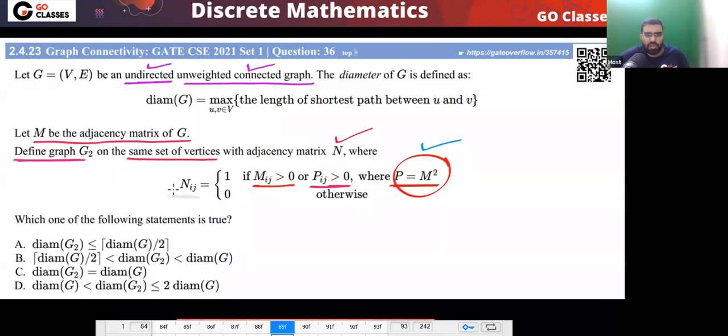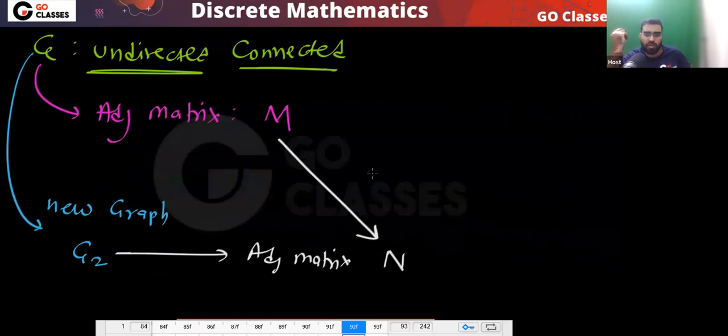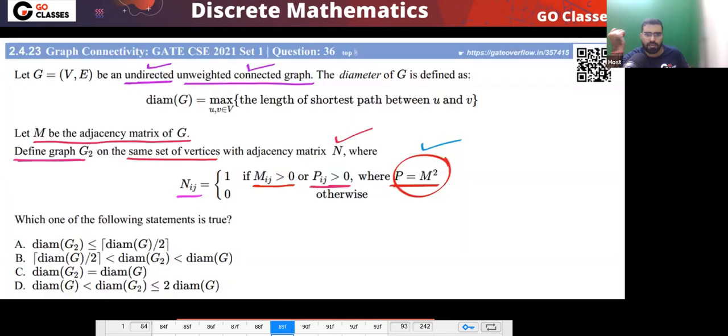This definition is given to you. How you are creating adjacency matrix N is basically like this. If this value is already greater than 0, then keep it 1. Or if this Pij is greater than 0, then you keep it 1. This Pij is basically P equal to M square. So either this is greater than 0 or this is greater than 0, then you keep it 1, else you keep it 0.